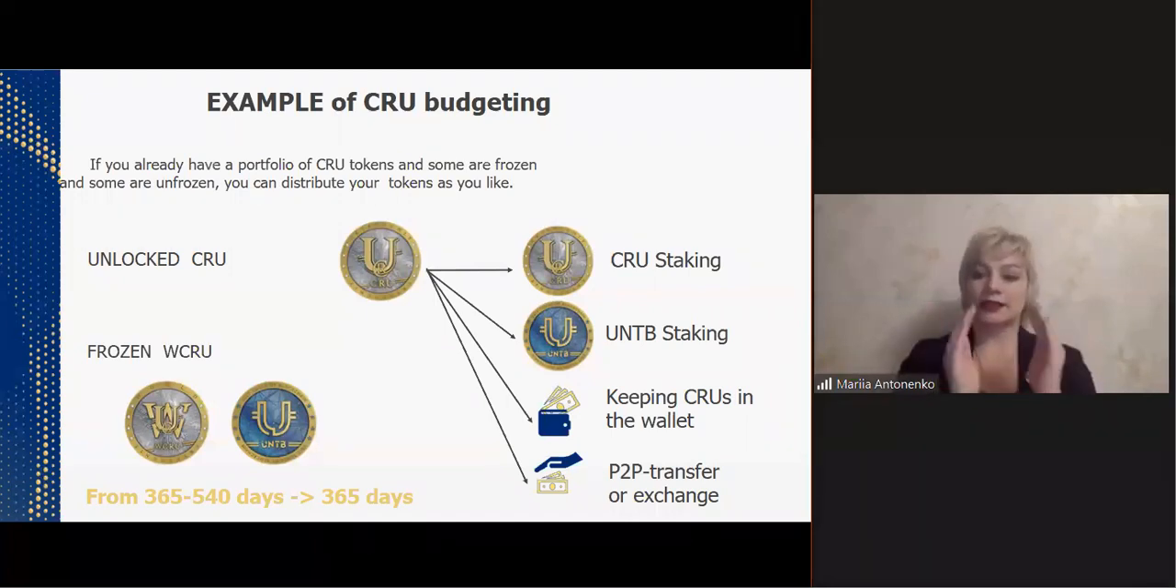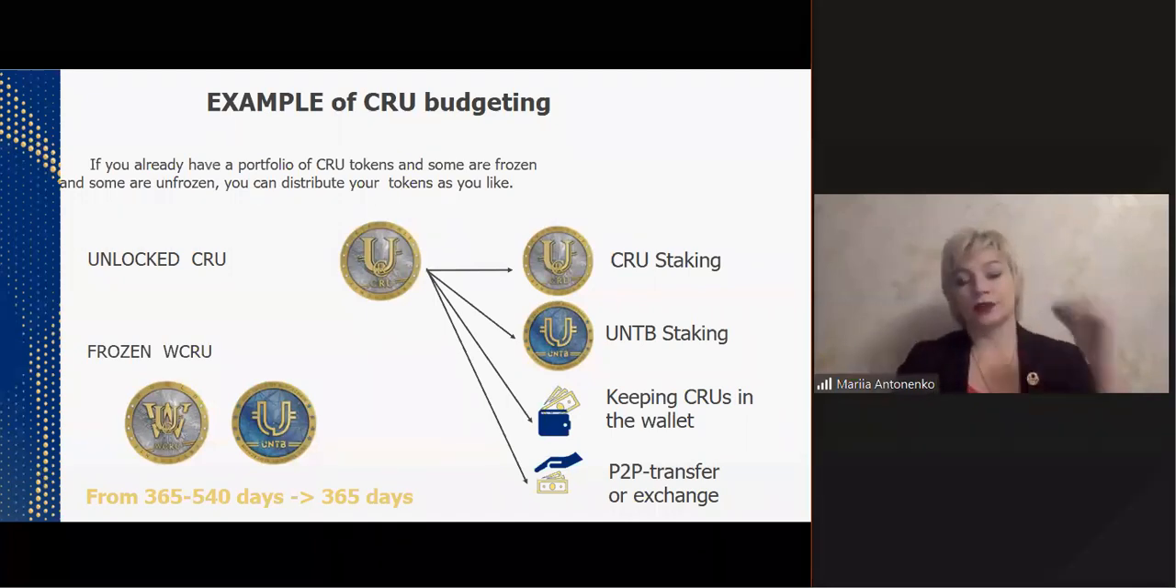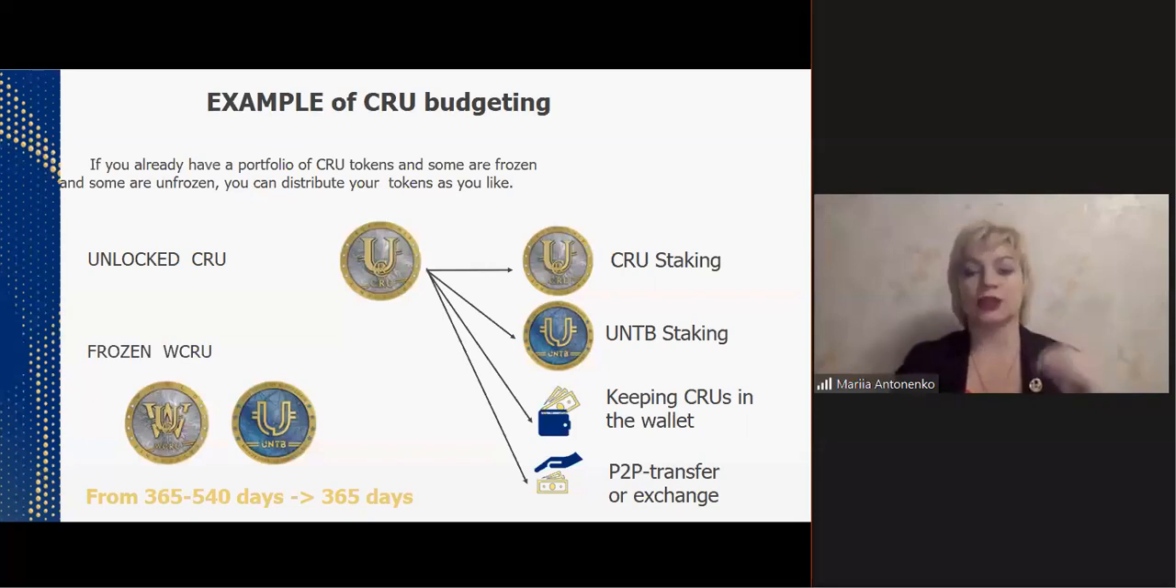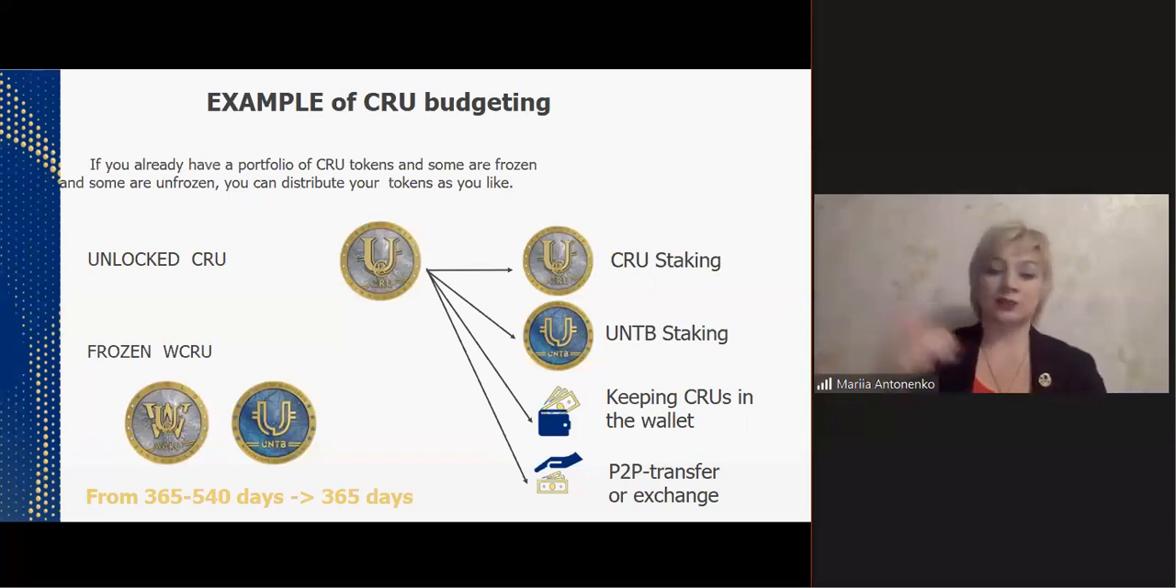Therefore, when we talk about blockchain and crypto wallets, they are separate tools. Into your crypto wallet, you get tokens, CRU tokens, in two states: unlocked and locked.